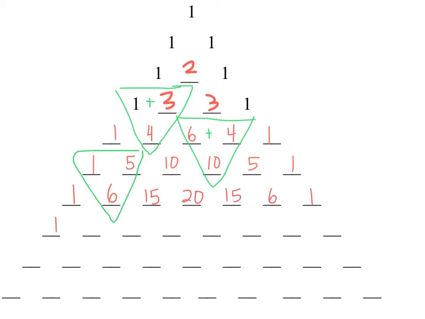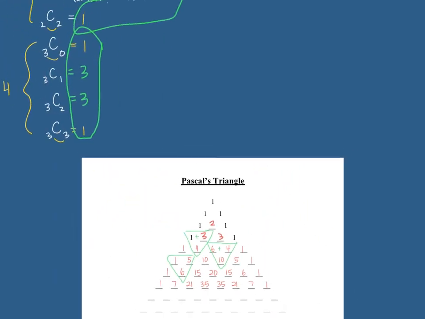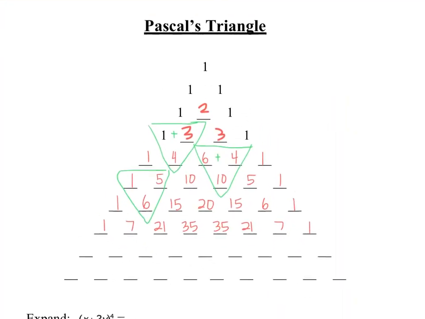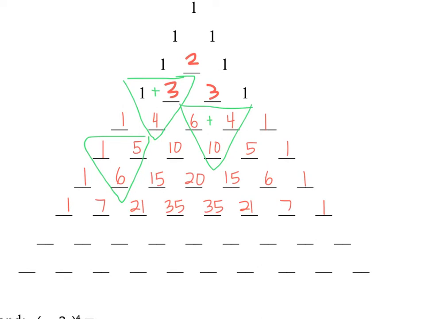And I could fill out the next row. 1 followed by a 7, followed by 21, 35, another 35, a 21, a 7, and a 1. There's symmetry to this. There's patterns to it. And they all match up to the combinations that come from the factorial formulas that we started with yesterday. No matter what position, they all match up to those factorial formulas.